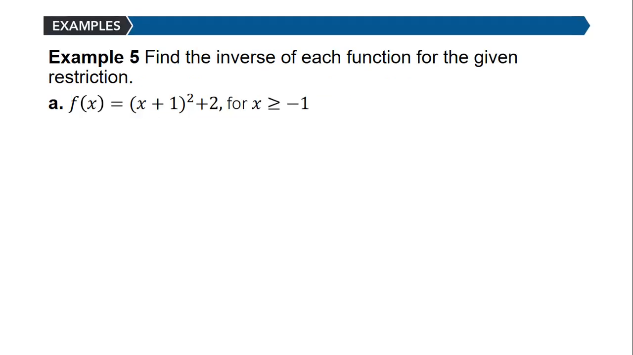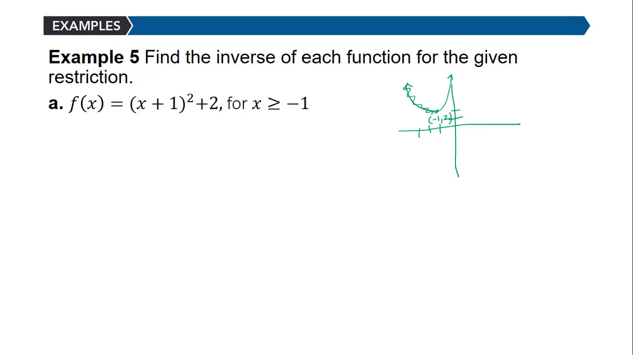Here's an example where we want to find the inverse of a function for the given restriction. I have f of x is equal to (x plus 1) quantity squared plus 2. Hopefully your mind comes to the fact that this is a parabola that is the basic parabola shifted left 1 and up 2. So it has a vertex at (negative 1, 2). If we restrict its domain to just x greater than or equal to negative 1, we are then only thinking about the right half of that parabola.